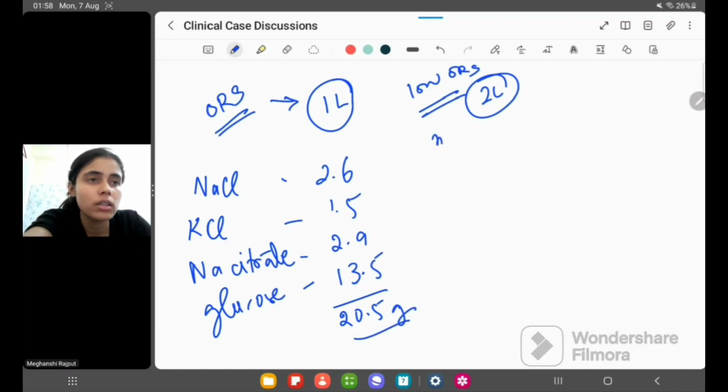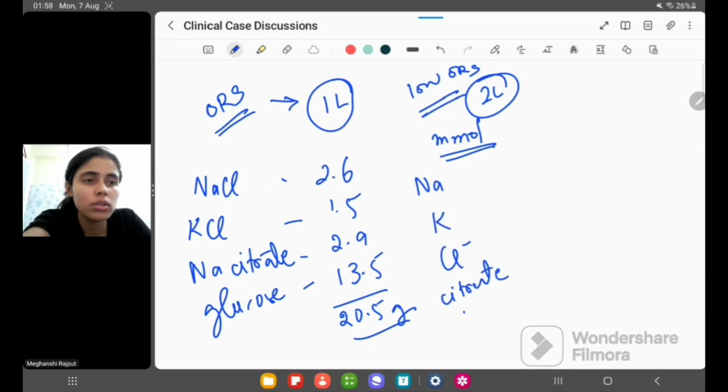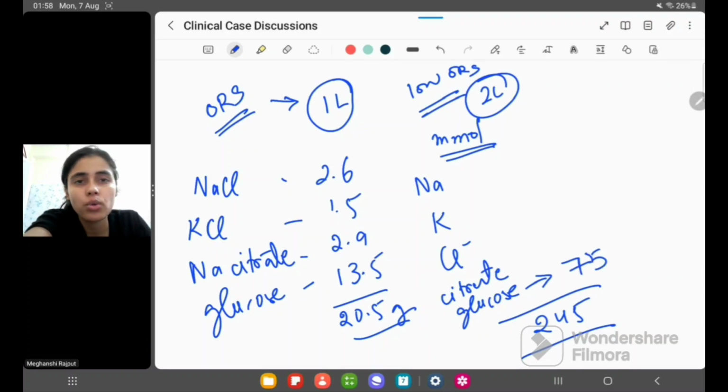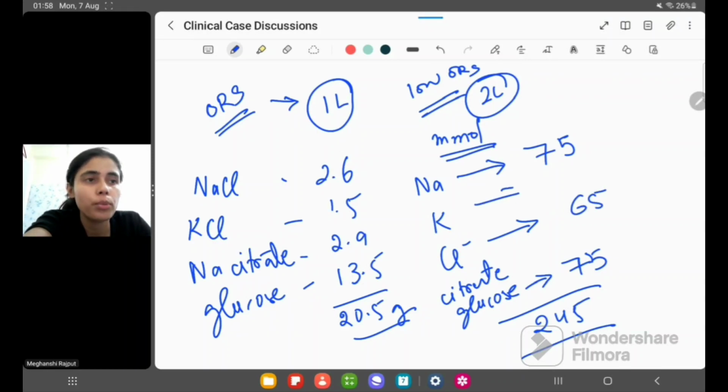In millimoles, it is sodium, potassium, chloride, citrate, and glucose, and all of this is 245 millimoles. The glucose is 75, and I know there is a sodium-glucose symporter, so the sodium is also 75. Both of them are transported simultaneously. A little below that is chloride, because there is sodium chloride and potassium chloride also, so this is 65. For potassium it is 20, and half of it, 10, is citrate. These are the ORS constituents we need to remember.